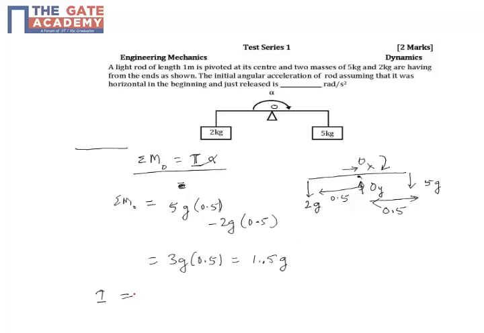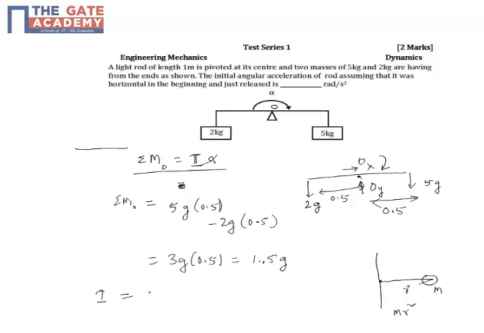What is I? If you know the meaning of I, you can easily solve this problem. I is the mass moment of inertia. How it is mathematically defined is: if you have an axis and the entire mass m is concentrated at a distance r, the mass moment of inertia of this mass about the axis will be m r square, because the entire mass is concentrated at r.